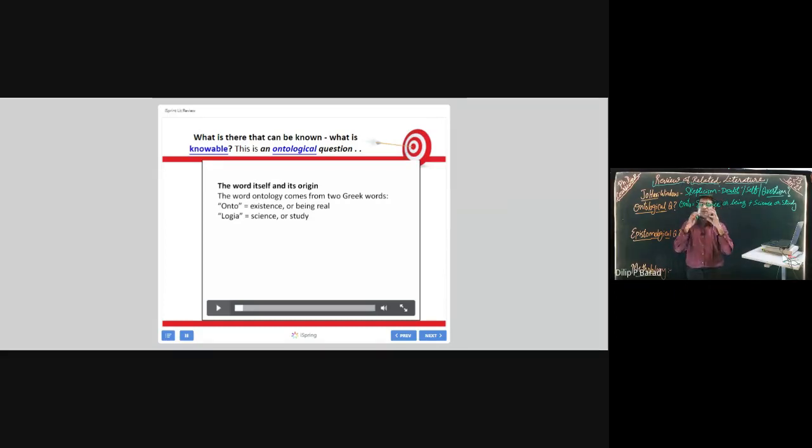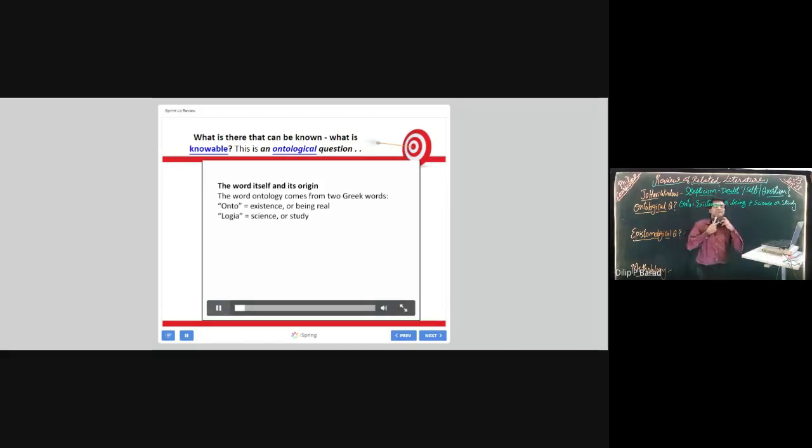Study of existence means whose existence? We can say our existence. We can say knowledge is existence also. Now, because of this, even this word will get confused. We will get confused into the meaning when we discuss those things. But still, onto, existence, or being, study of being, or science of existence. Yeah? Okay. Then let us see what else we can see here.